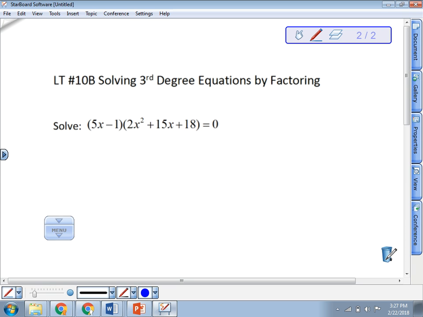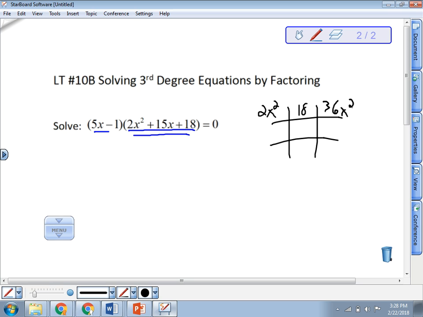All right, this example. It's set equal to 0. Step 1, check, perfect. Now we've got to look to factor. This one already is, so now I've got to look here. Can I factor this? Look at GCF. 2 doesn't go into 15 and 18. So I've got to use tic-tac-toe to factor that trinomial. Let's do that on the side here. I'm going to have my 2x squared and my 18. 2x squared times 18 is 36x squared. So now I have to ask myself, what multiplies to 36x squared but adds to positive 15x?